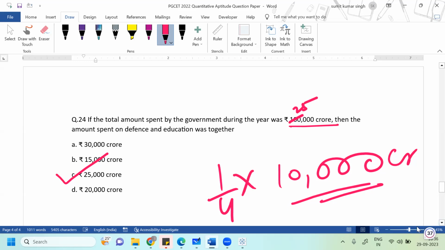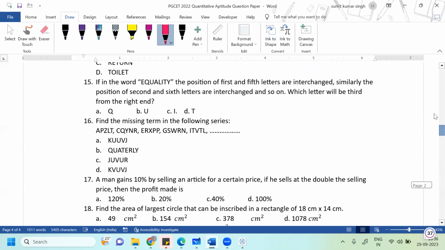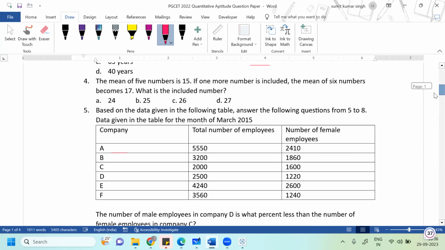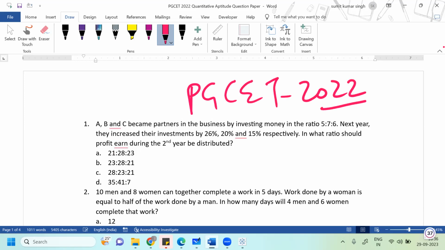Clear, right? So these were the questions which came in the PGCET exam. I have done all the questions of quantitative aptitude of PGCET 2020 and PGCET 2022 for you. I hope this was a learning session for all of you.